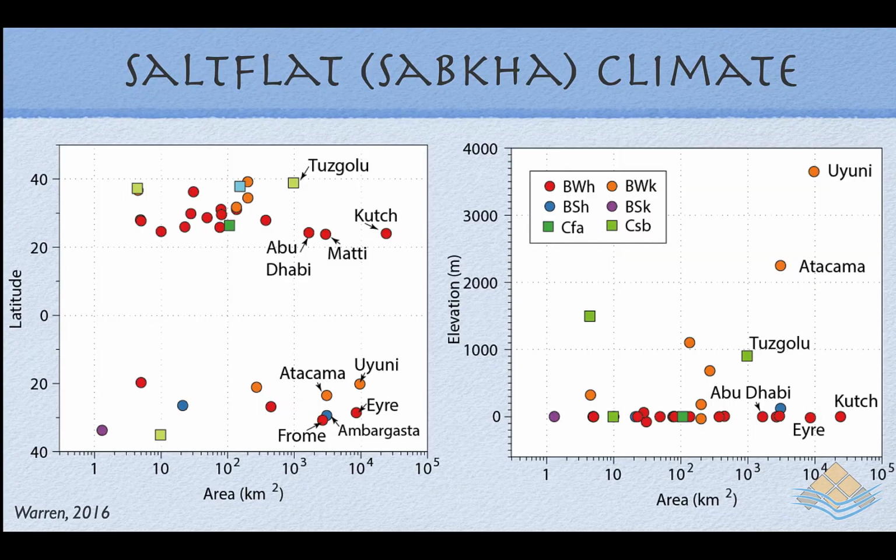So if we quantify that now and put it onto a plot, on the left hand we are looking at latitude north and south of the equator versus area of these saline salt flats or sabkhas. And on the right we're looking at elevation above mean sea level. And we've superimposed on that the arid climatic belts of the system. So in the Köppen climate system, B means arid.